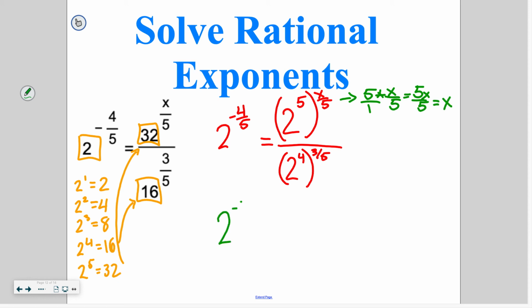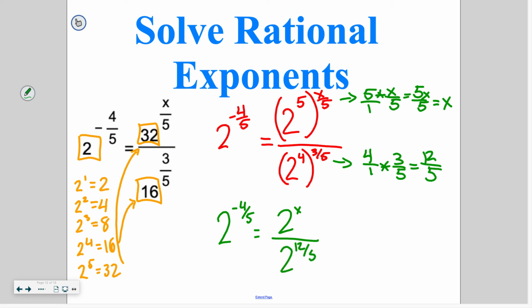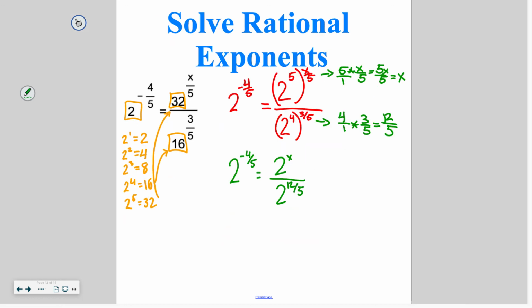So now we're at 2 to the -4/5 power equals 2 to the x power over, for this one, we've got 4 over 1 times 3 over 5 gives us the 12 over 5 as our fraction. So I've got 2 to the 12/5 power. Next thing I'm going to do when I'm dividing, remember that means we're subtracting our exponents. So I've got 2 to the -4/5 is equal to 2 to the x minus 12/5 power. We subtracted our two exponents to combine them.